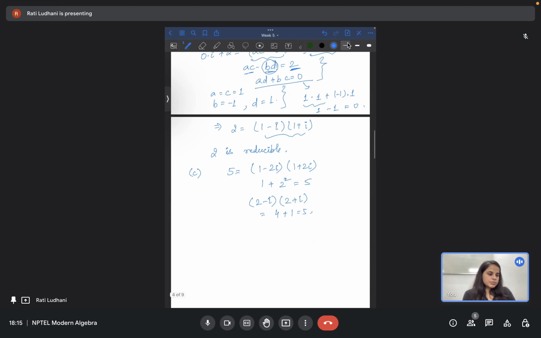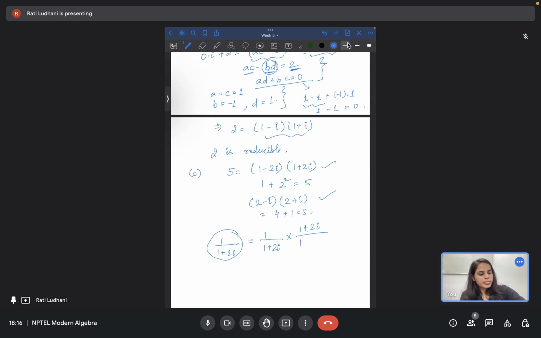So same thing is happening. Now 5, you can write it as a product of two non-unit elements. So again, you can always check if these are non-unit elements or not. Actually, if you go with the process, you will always find out that this element should be the inverse of this, and check if this element belongs to your ring or not.